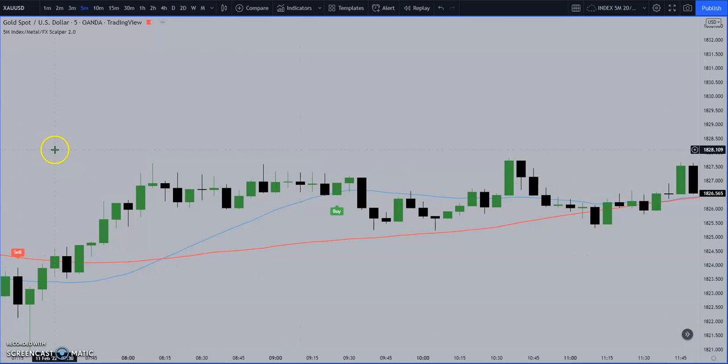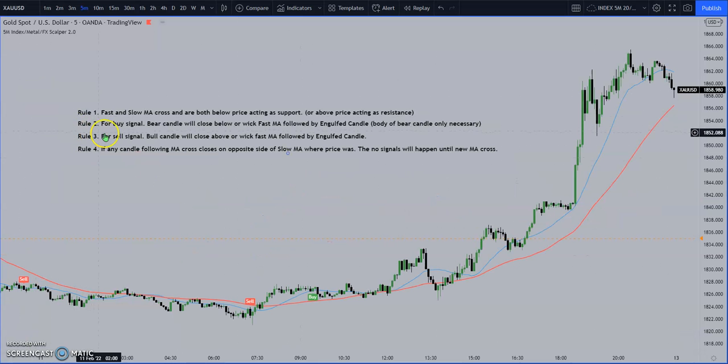Let's reset that. Now for a sell signal, it would be the opposite, of course. A bull candle will close above or wick the fast MA, so it could just touch it, followed by an engulfing candle.